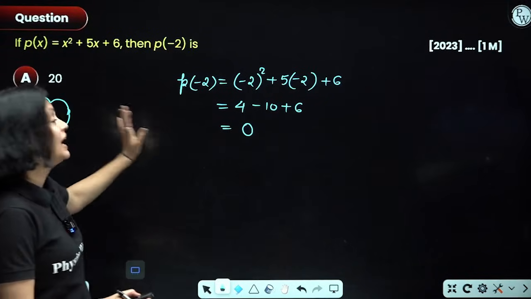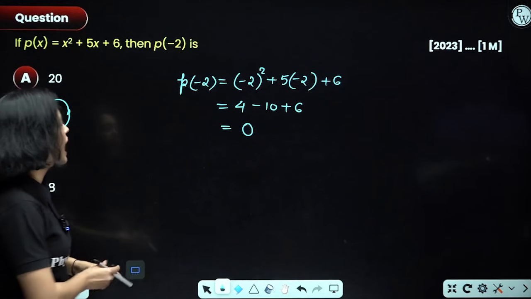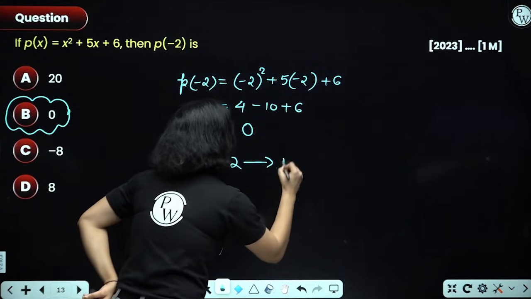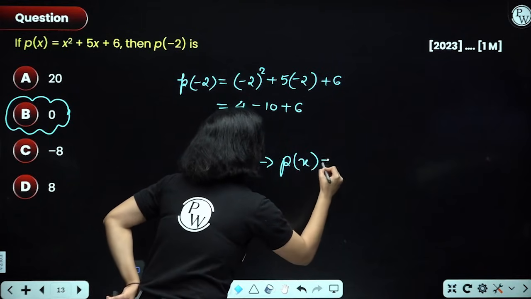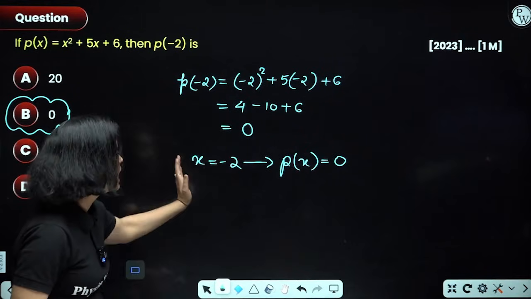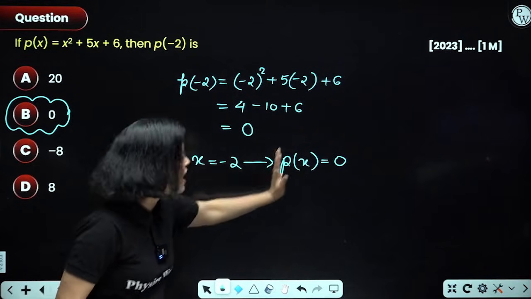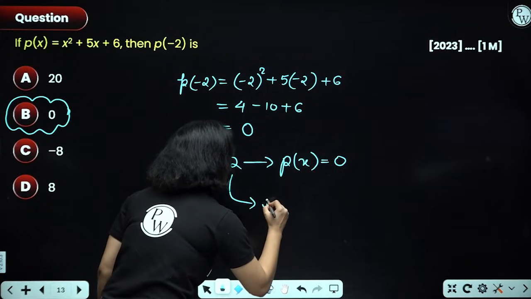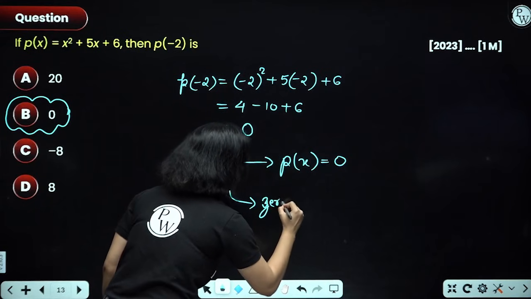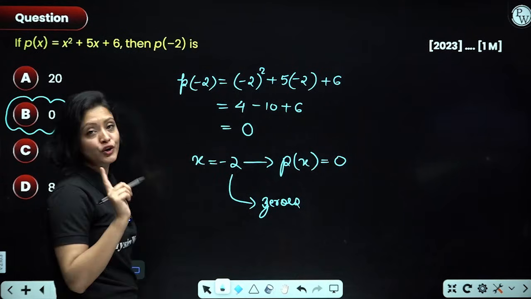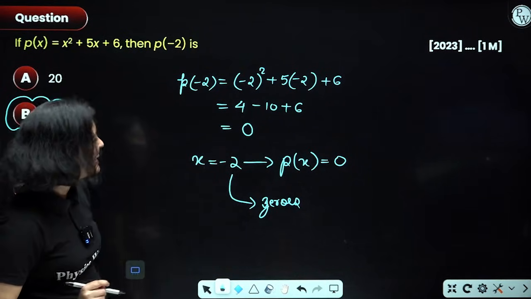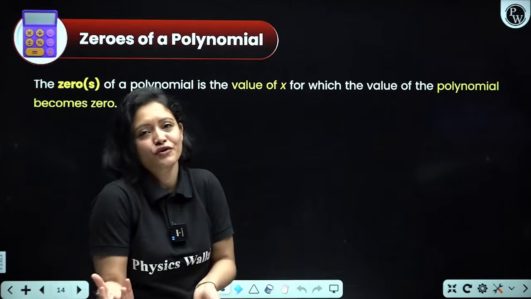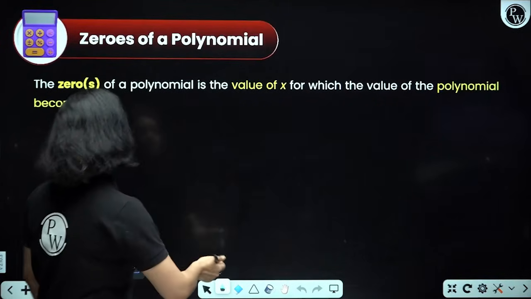For example, here, let's look here. What happened? For x is equal to -2, p(x) becomes 0. Yes, as I plug x is equal to -2 in p(x), the value of p(x) became 0. So I will say that -2 is the zero of the polynomial p(x). Right? So yes, the value of x for which p(x) becomes 0 is the zero of the polynomial. Let's take some more examples, guys.